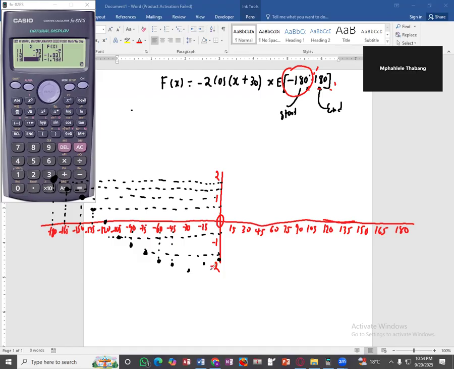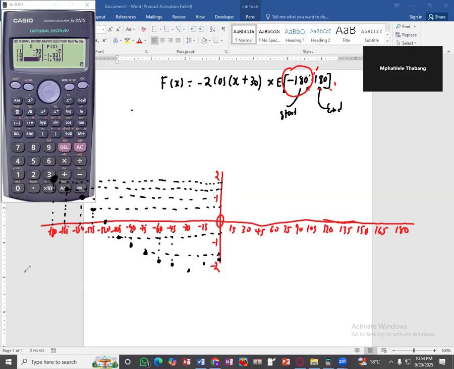So one of the importance of using the step of 15 is that it shows all the necessary information. It will show you the x-intercepts and the y-intercepts, and it even gives you the idea of where the graph stands. That is the very, very important part when we sketch the graph using the step of 15.